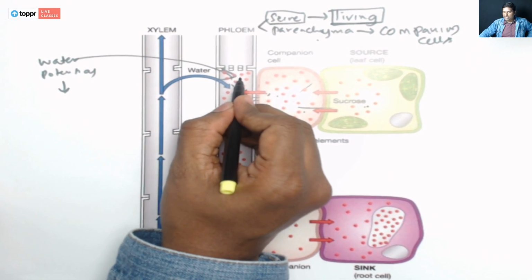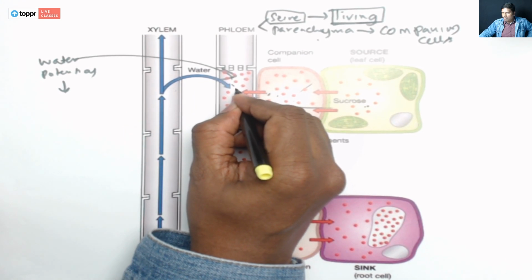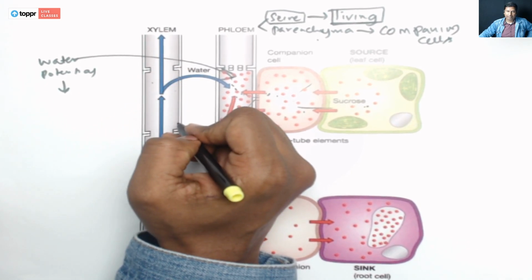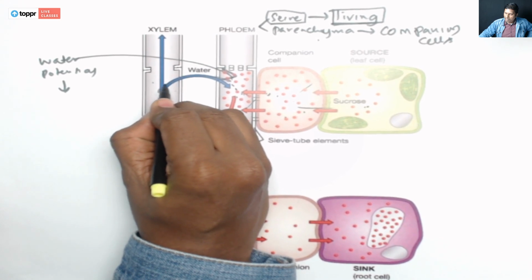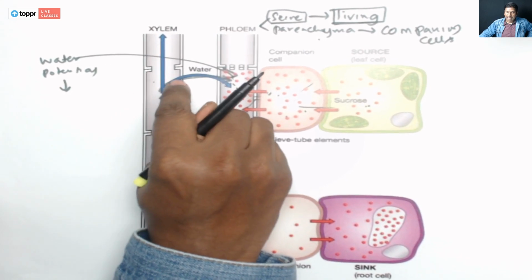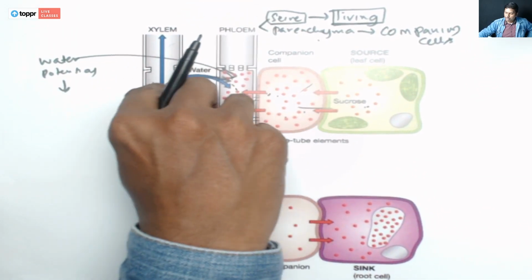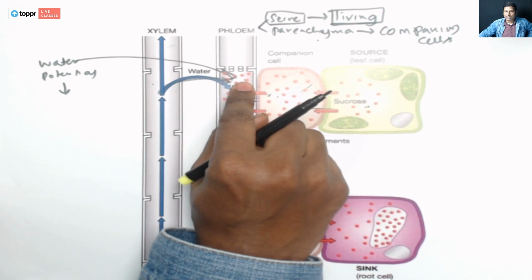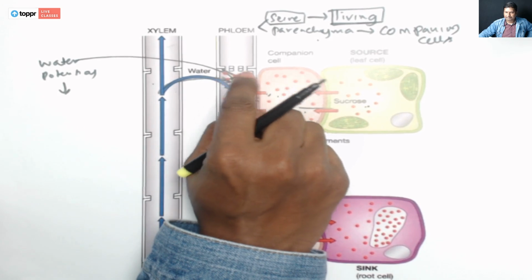The minute water potential goes down, what will happen? Here you have lower water potential. Adjacent to the phloem you have xylem with a lot of water. So the water will start moving from the xylem. Like I said, the xylem elements have interconnected pores. Through those pores, the water will start moving from the xylem to the sieve tube elements of the phloem.